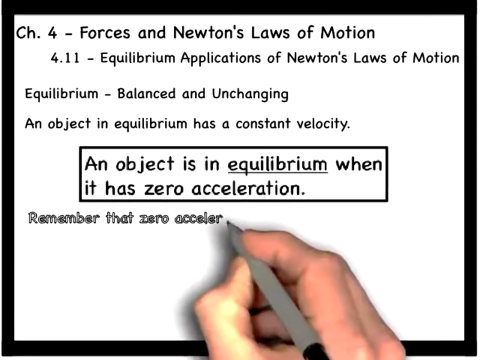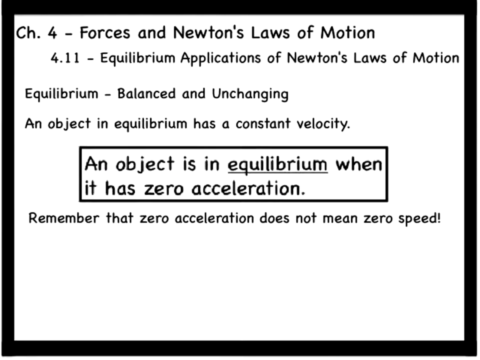Remember that zero acceleration does not necessarily mean zero speed. If an object is moving at constant speed in a straight line, its acceleration is still zero. Newton's laws of motion apply whether or not an object is in equilibrium.